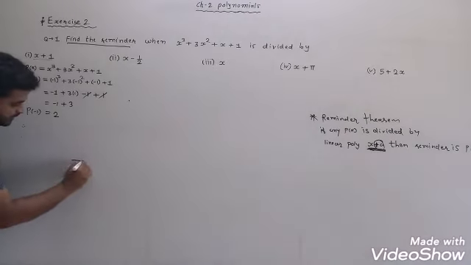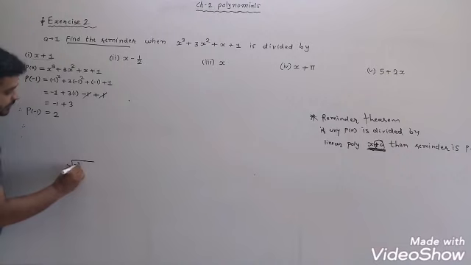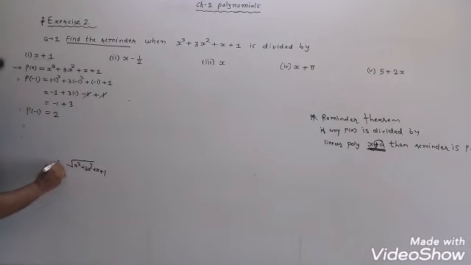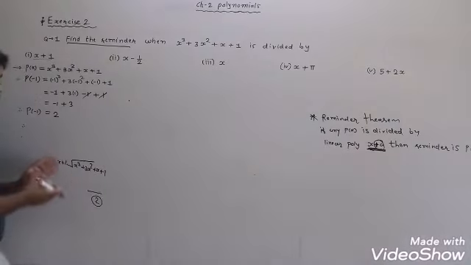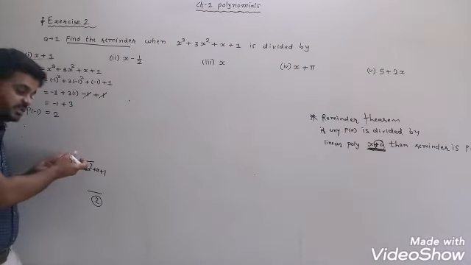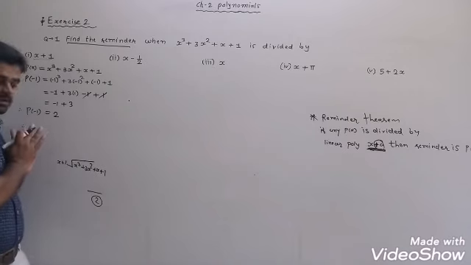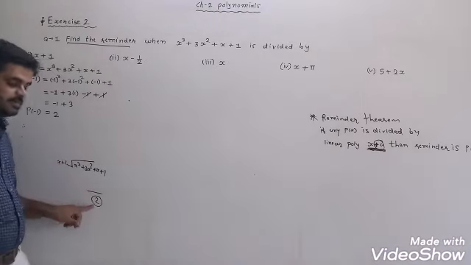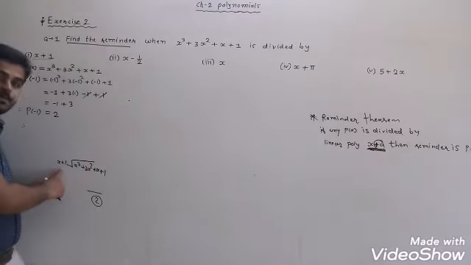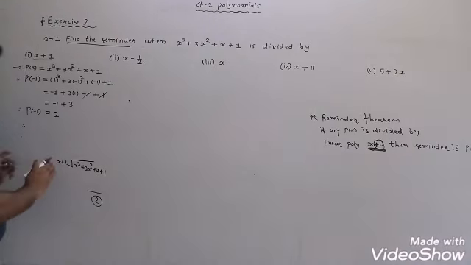If you do the division of this polynomial x cube plus 3x square plus x plus 1 by x plus 1, then the remainder is 2. You find the remainder without doing the actual division by using the remainder theorem. Understand? So you can use the remainder theorem to find the remainder when the divisor is a linear polynomial. Okay, now let's see the next question.